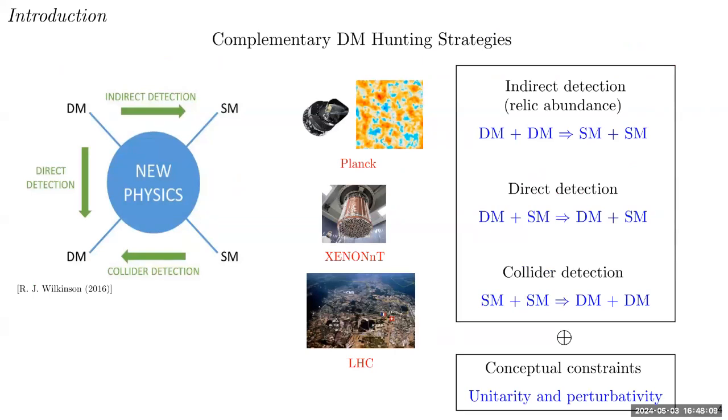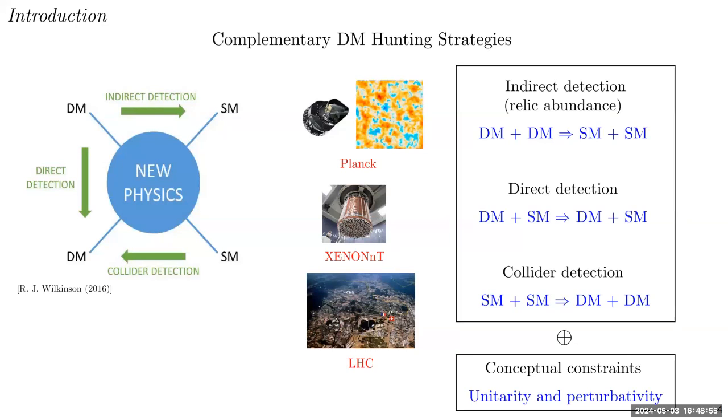In our paper, we considered these three experiments. Maybe most of you know this figure. By taking the data of the Planck satellite, direct detection experiments, and LHC, we obtained the coupling constraints versus the dark matter mass. We additionally considered the conceptual constraints, which are unitarity and perturbativity. Finally, by considering these experiments, we obtained the combined constraint plot.